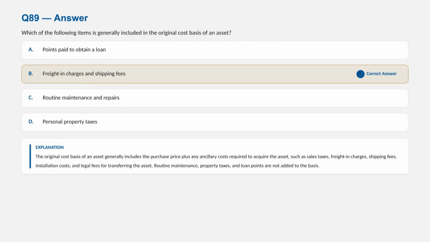The correct answer is B. Freight charges and shipping fees. The original cost basis of an asset generally includes the purchase price plus any ancillary costs required to acquire the asset, such as sales taxes, freight charges, shipping fees, installation costs, and legal fees for transferring the asset. Routine maintenance, property taxes, and loan points are not added to the basis.